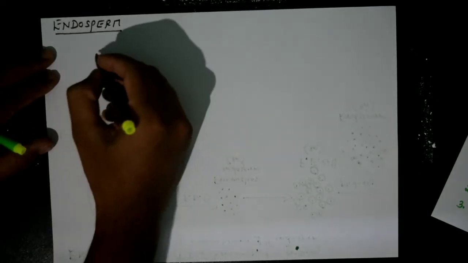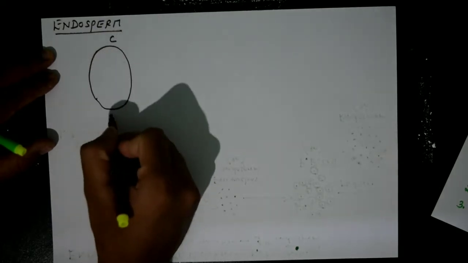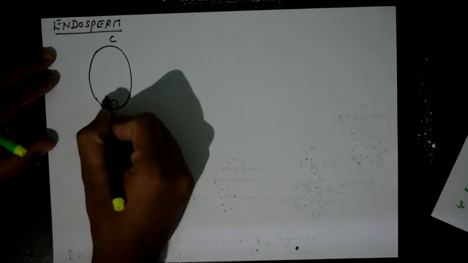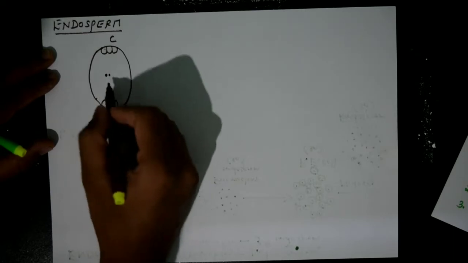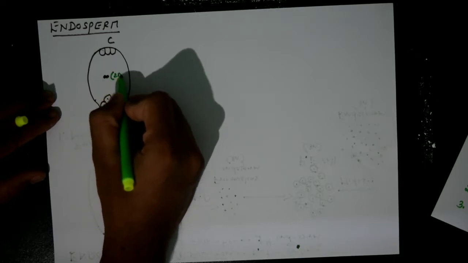Okay, so endosperm. To explain this, first we draw the diagram of the embryo sac. This is the chalazal side, this is the micropylar side. Within the micropylar side you see two synergids, one egg cell, and this is the polar nuclei, and these are all the antipodals. Before the double fertilization or the triple fusion, these two nuclei are called polar nuclei. When the male gamete is traveling inside this embryo sac, these two polar nuclei will fuse and form the secondary nucleus, that is the ploidy is 2n.